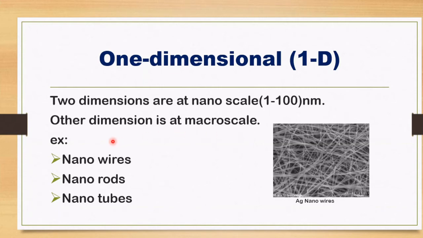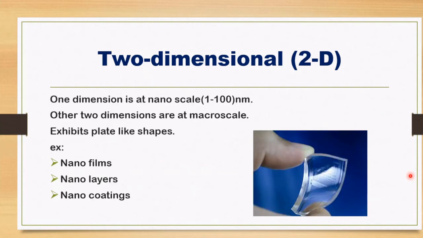Examples for 1D: 1D nanomaterials are nanowires, nanorods, nanotubes. So this is silver nanowires. Two-dimensional, 2D. One dimension is at nanoscale, 1 to 100 nanometers. The other two dimensions are at macro scale. Exhibits plate-like shapes. Examples: nanofilms, nanolayers, nanocoatings.